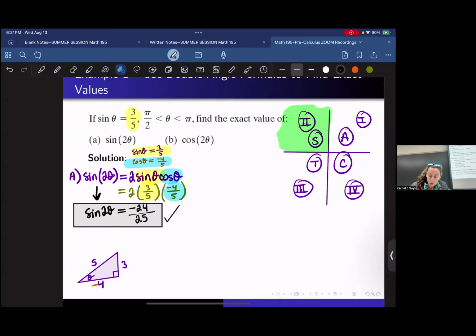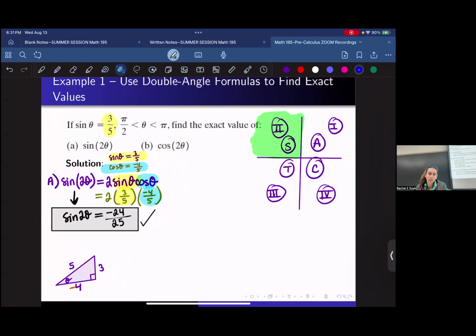Now let's take a look at cosine of 2 theta. And for cosine of 2 theta, we have 3 different options. We have our cosine squared theta minus our sine squared theta. We have our 1 minus 2 sine squared theta. And then we have our 2 cosine squared theta minus 1. And since we have both sine theta and cosine theta, we can really use any of them. I will say, let's just use the first one, our cosine squared theta minus our sine squared theta.